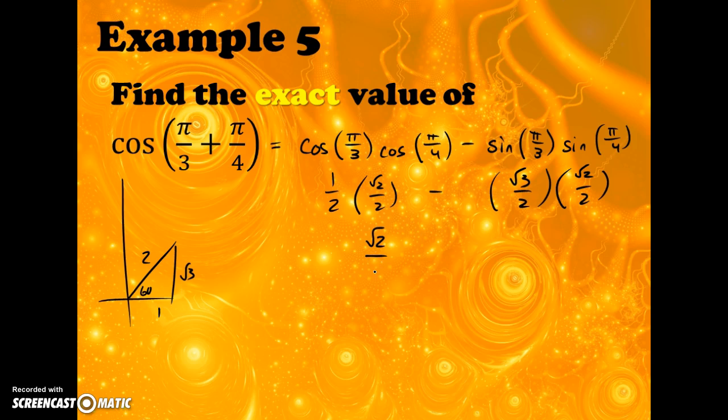So what do I got? I got root 2 over 4 minus root 6 over 4. Again, I get that same kind of format that tends to pop up very often. The sign in the middle changes, but usually it's those same pieces in your answer.